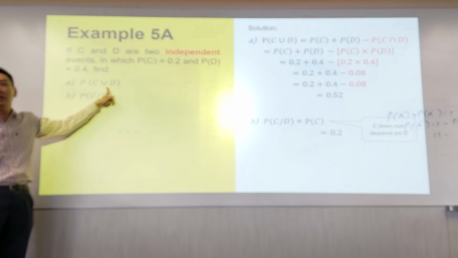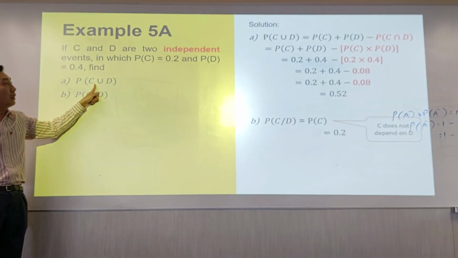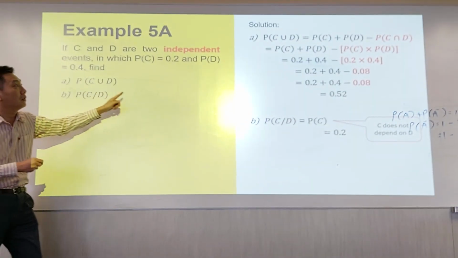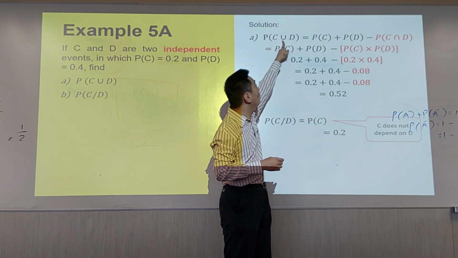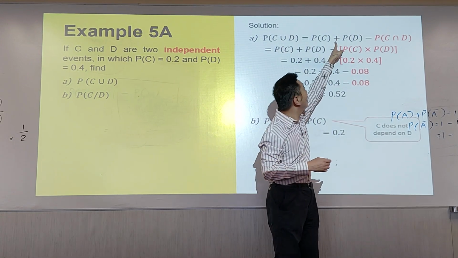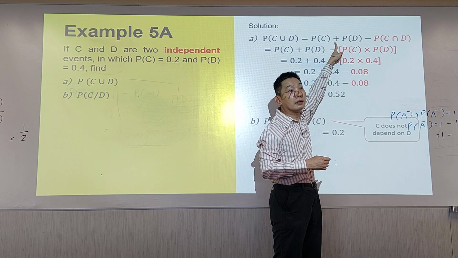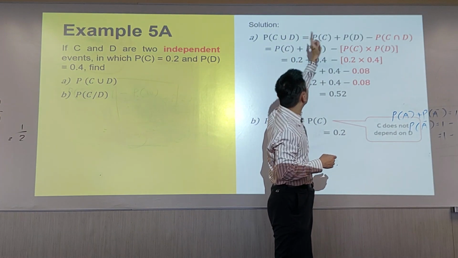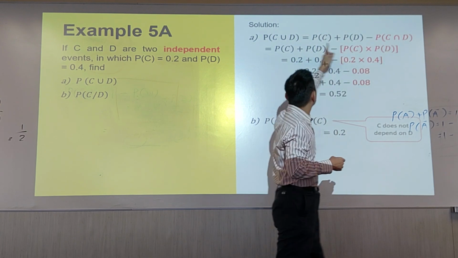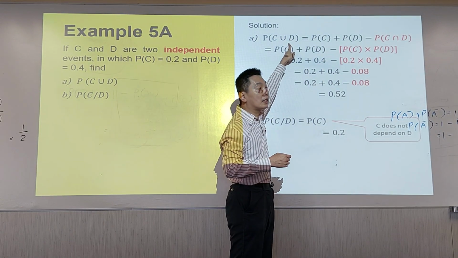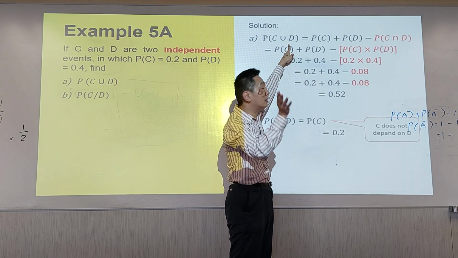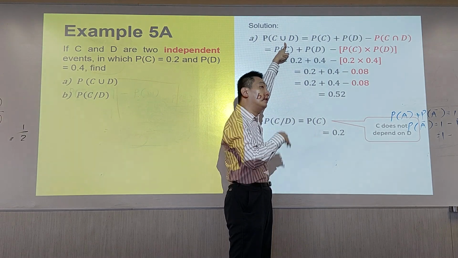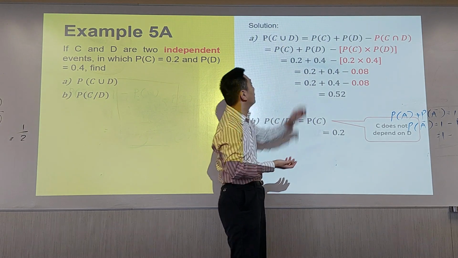C union D. So what is the formula we have to apply for union? No matter what the relationship between C and D is, if you see the question is union, immediately you have to use the union rule. It is probability A plus probability B minus probability A intersect B. This is the union rule you have to apply, whether it's mutually exclusive or independent.